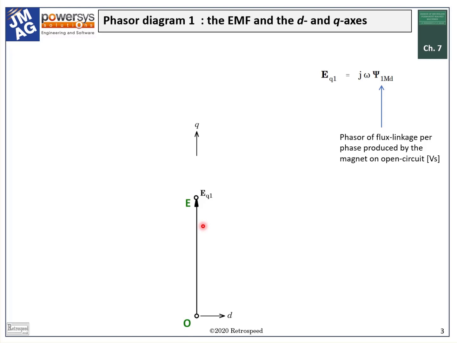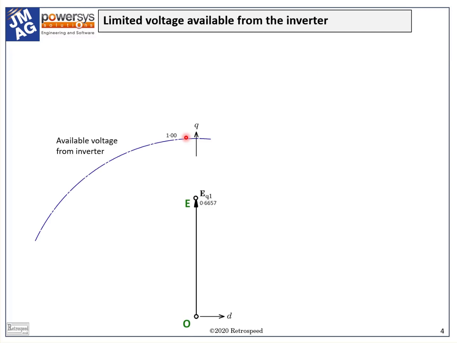As the motor speeds up, the EMF is going to increase, and at some speed it will start to exceed the available voltage from the inverter. So here we've drawn a circle representing the available voltage from the inverter. We have given it the value 1 per unit, or 100%. We have also added the value of the EMF, which just happens to be 0.6657 per unit, or 66.57% at this speed.